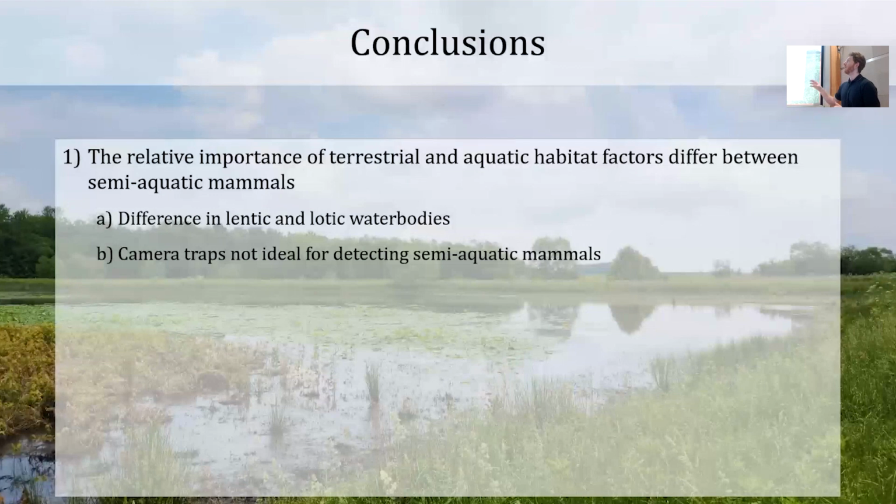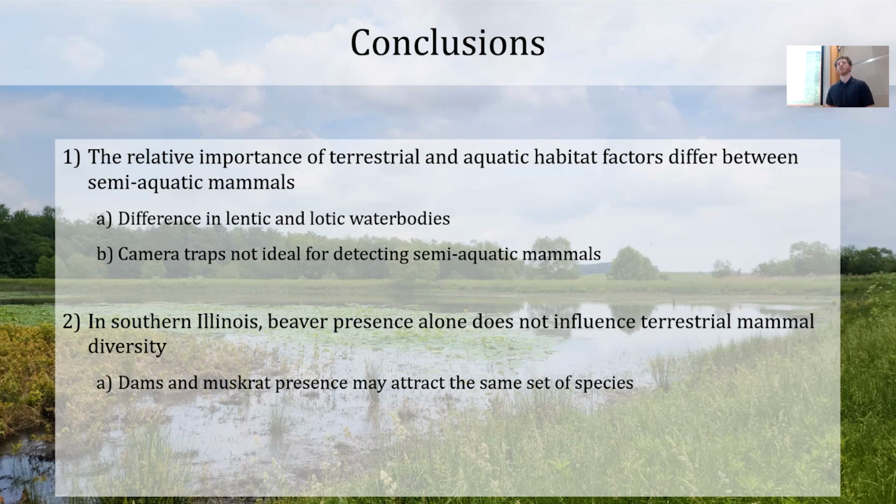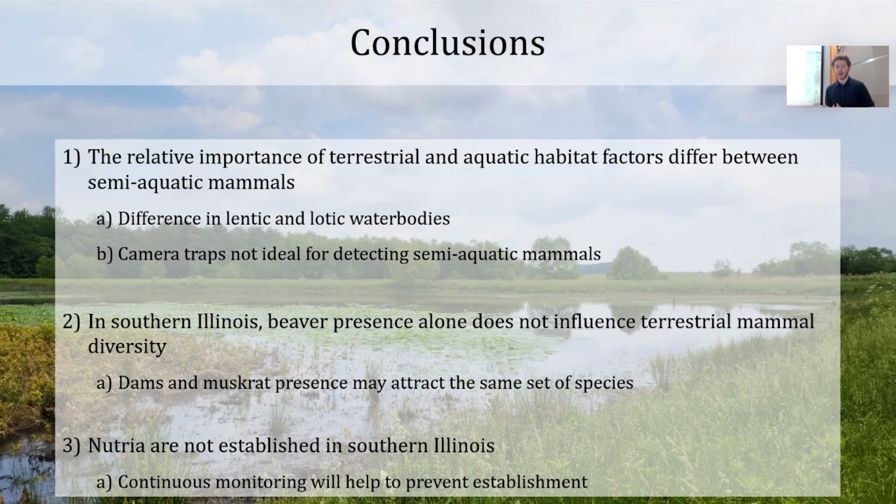So wrapping everything up, what I've talked about so far, I did identify a relative difference between terrestrial and aquatic factors for semi-aquatic mammals, specifically some interesting difference between lentic and lotic water bodies. And I also found that camera traps were perhaps not the best for detecting semi-aquatic mammals. And then I also found in southern Illinois specifically, and perhaps other areas where beavers are not damming, beaver presence alone doesn't seem to be influencing terrestrial mammal diversity. Instead, I found that dams and muskrat presence may seem to be attracting those same set of species. And sure enough, I found that nutria are not established in southern Illinois. But continuous monitoring will be pretty essential to help prevent the establishment of those species in this area.